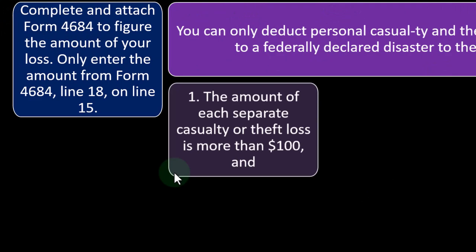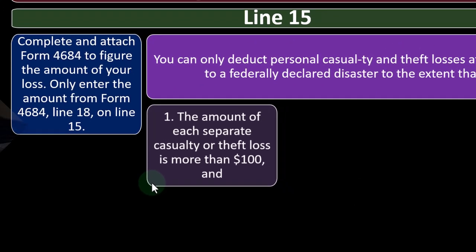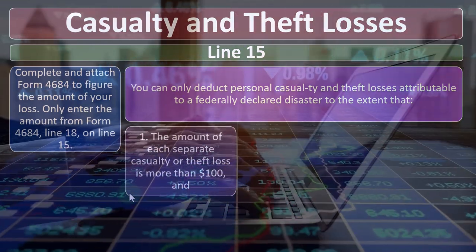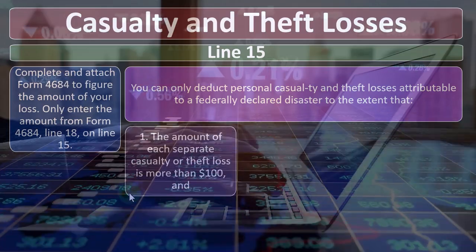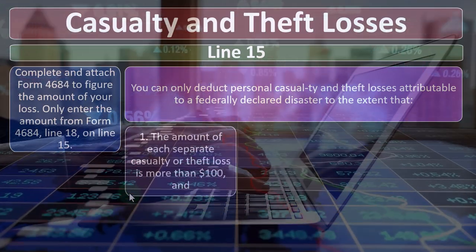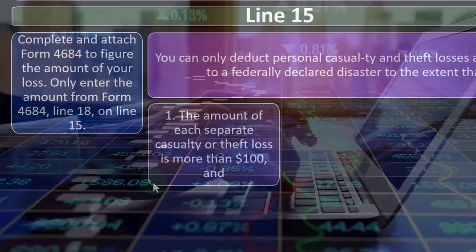So there are some things in the tax code where they put a number in, and if they don't change it over time, it just sits there and after a while looks kind of ridiculous because it hasn't been changed for inflation, but they haven't removed it either. So we've got that $100 threshold.